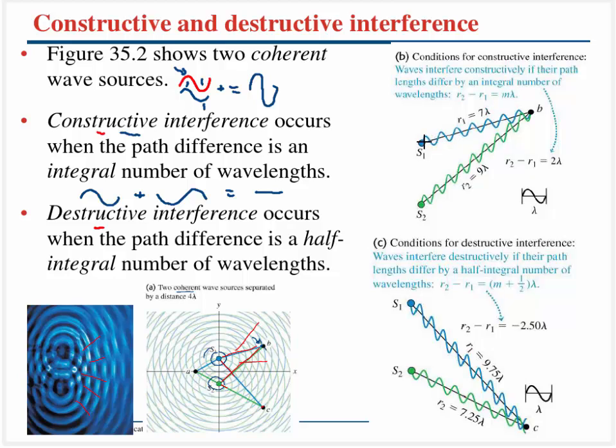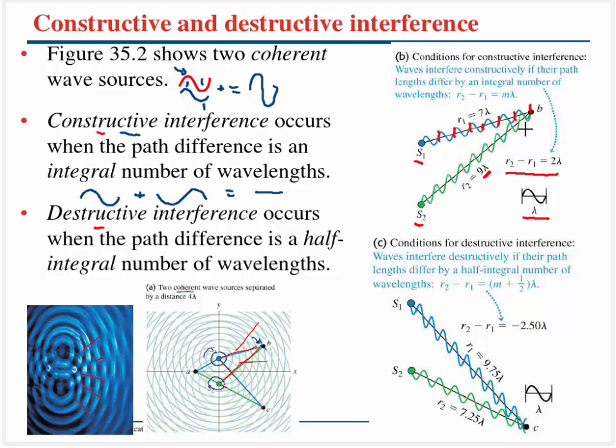At point B, you can see that the distance the wave has traveled from source number 1 is 7 full wavelengths, keeping in mind that a wavelength is one full cycle of the wave: 1, 2, 3, 4, 5, 6, 7 full wavelengths. Source number 2 has gone through 9 full wavelengths, and the difference in path length between them is 2 wavelengths.